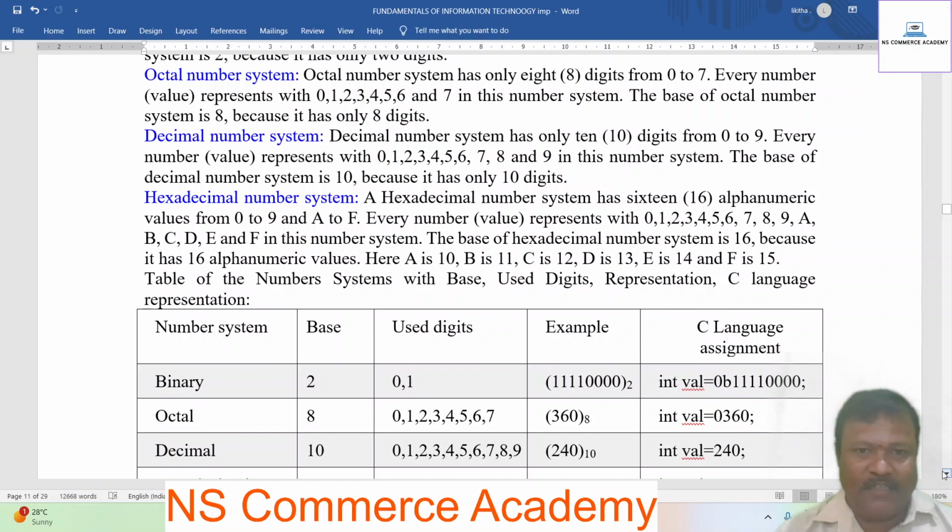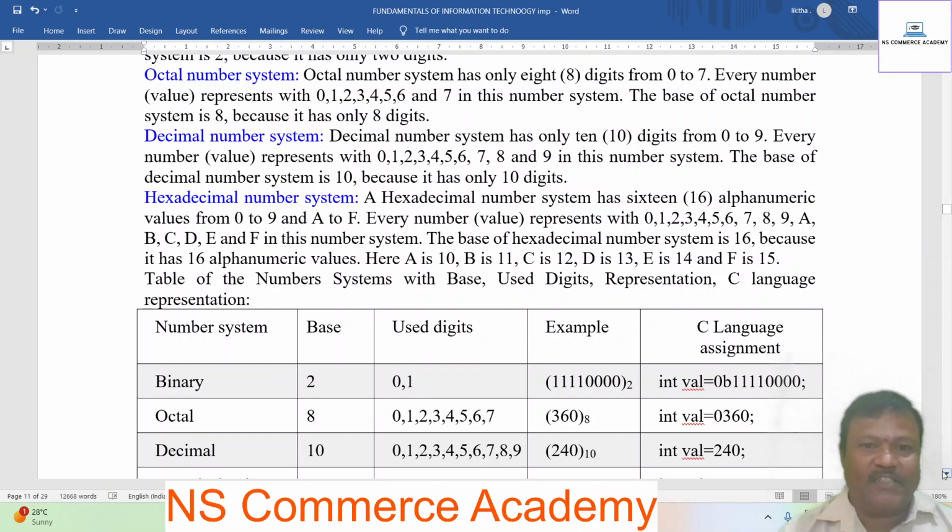Hexadecimal number system. A hexadecimal number system has 16 alphanumerical values from 0 to 9 and A to F. Every number value is represented with 0, 1, 2, 3, 4, 5, 6, 7, 8, 9, A, B, C, D, E, and F in this number system. The base of the hexadecimal number system is 16 because it has 16 alphanumerical values. Here A is 10, B is 11, C is 12, D is 13, E is 14 and F is 15.